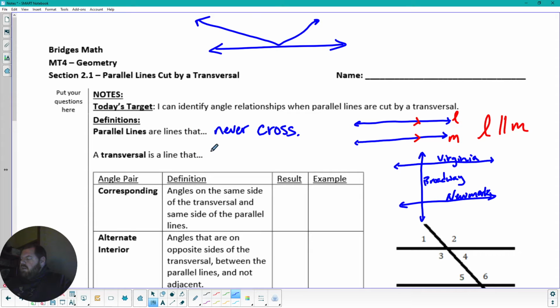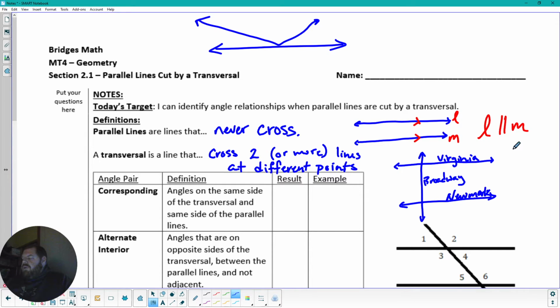Okay, so it's a line that is going to cross two, we would say, or more lines. And the key here is that it crosses those at different points. Now, that's obvious when we talk about parallel lines. Hold on, let me write it, then talk about what I mean. Transversals exist outside of the parallel line world. We don't need to have parallel lines to have a transversal.